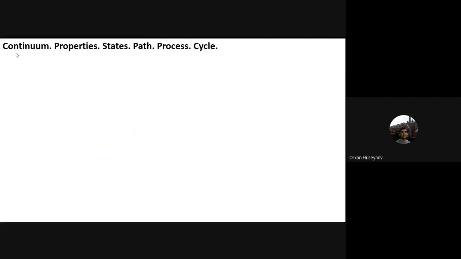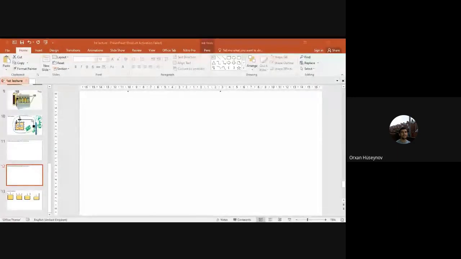And next come the continuum, properties, states, the path, the process, and the cycle. These are other important topics of thermodynamics. Let's see the time. Yes, we started late, and therefore we should finish 8 minutes earlier. If you have any questions, you can ask. If you don't have any questions, I will leave this for tomorrow, and tomorrow we'll talk about these concepts in more detail. If you have questions, you can ask.